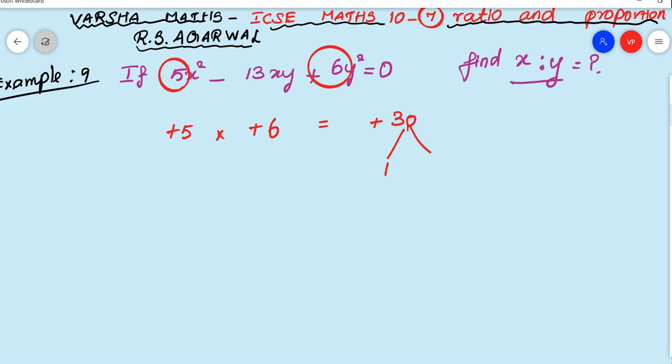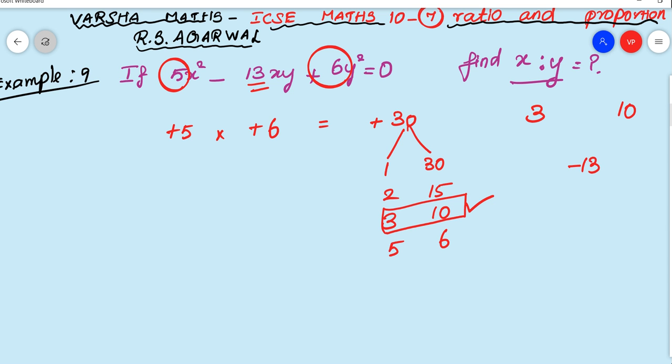So how will you split? 1 × 30 is 30, 2 × 15 is 30, 3 × 10 is 30, 5 × 6 is 30. When we add, we have to get 13. So which pair is the perfect pair? 10 plus 3. This is the right pair. I have to get minus 13 when you add and plus 30 when you multiply, so I have to give both negative numbers. If we add, I get minus 13, and if we multiply, the product is plus 30. So this is the product and this is the sum. This is the right pair.